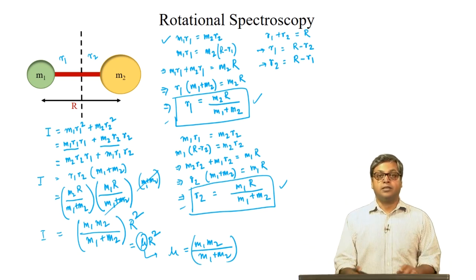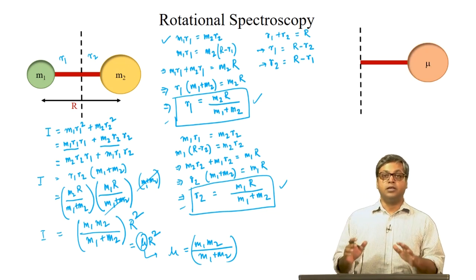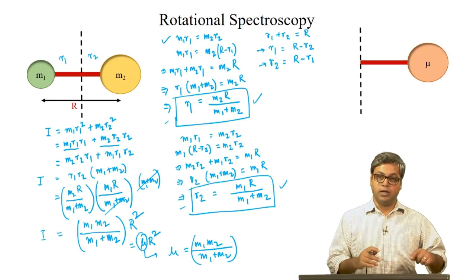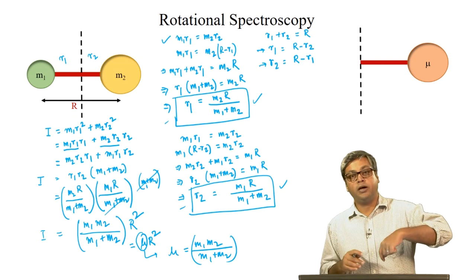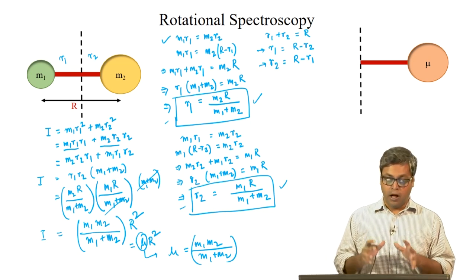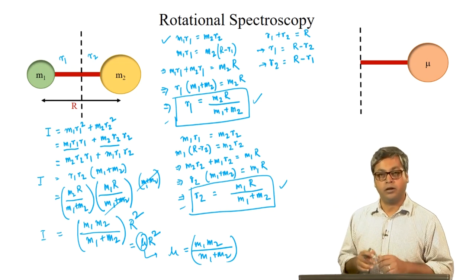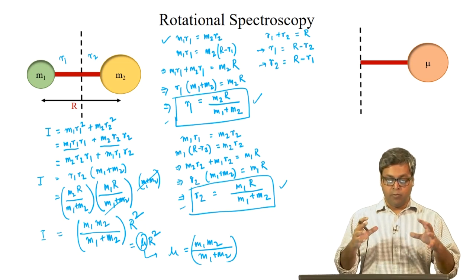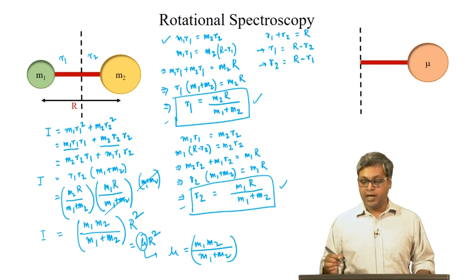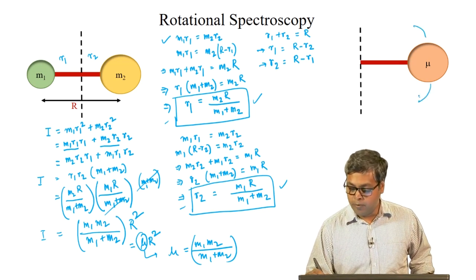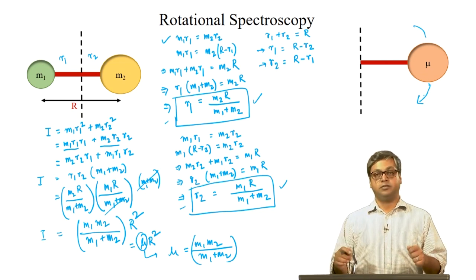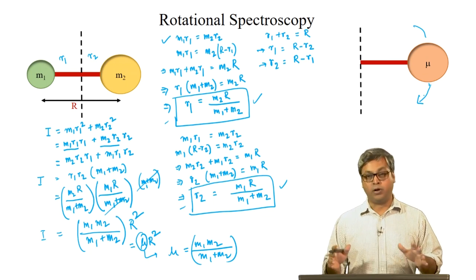Thus we can see that the system rotating around the center of mass is equivalent to the rotation of a single particle of mass mu, which is the reduced mass of the system. So, this single particle of mass mu is rotating around the center of mass. Why is this? Because when we looked at single particle rotation, we saw the moment of inertia is given by m r squared. Here for a diatomic molecule, the moment of inertia is given by mu R squared, where mu is the reduced mass of the system. So, we can think as if a single particle of mass mu is rotating around the center of mass with a radius, the radius of this rotation being the internuclear distance or bond length, given by R.